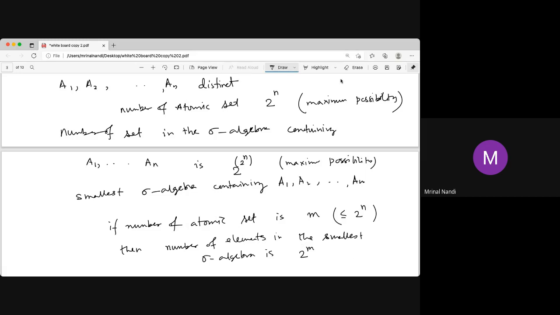So the number of atomic sets is at least n plus 1, and the maximum it can be is 2 to the power n. If all the sets are disjoint, then there are n plus 1 many atomic sets. So the collection is huge.